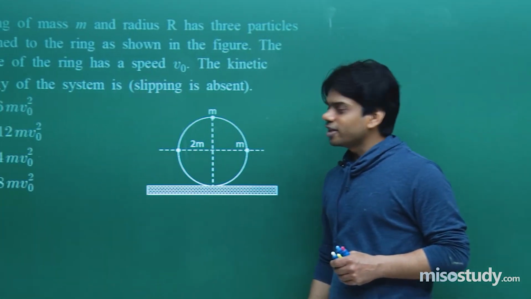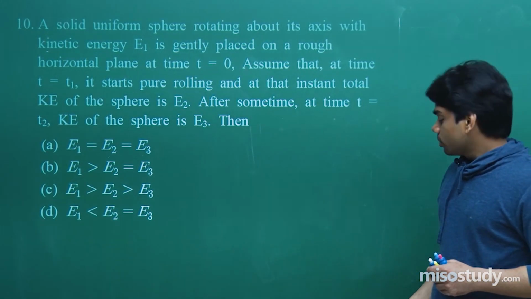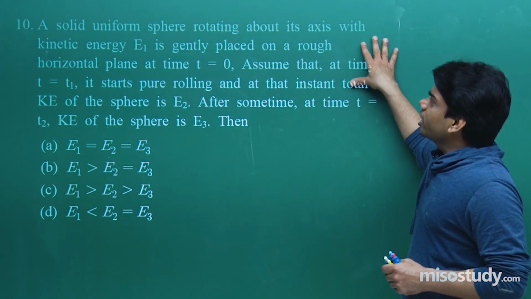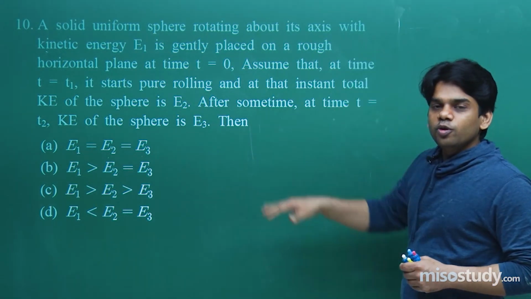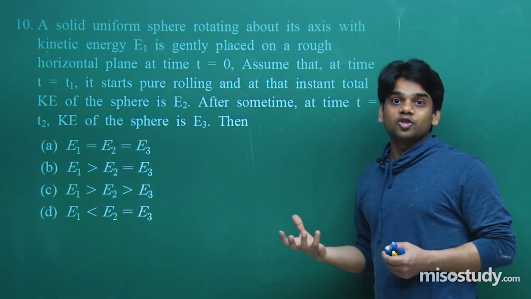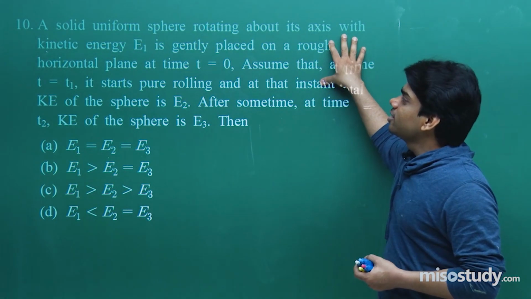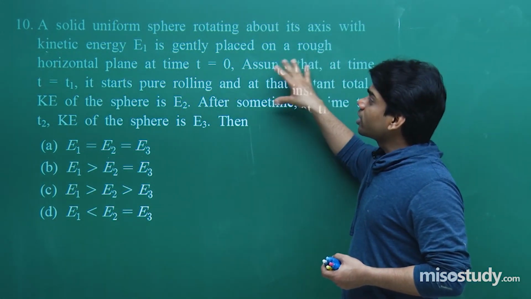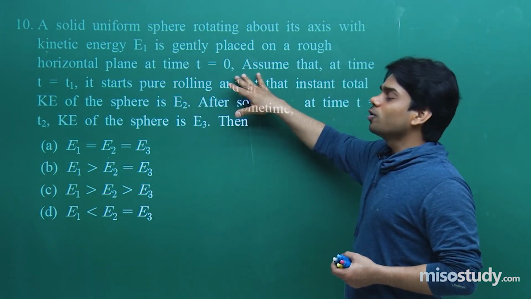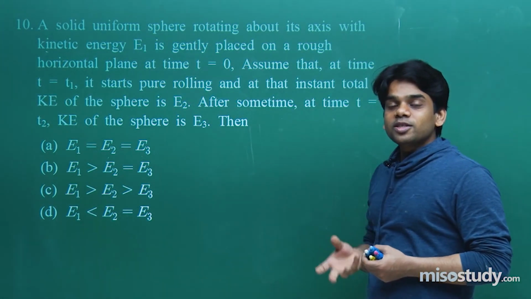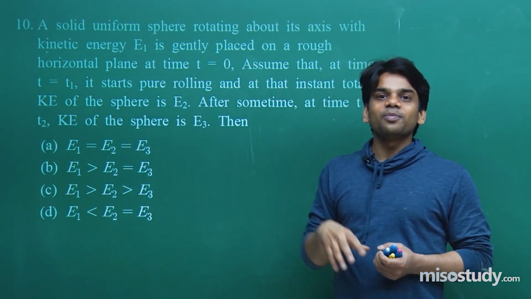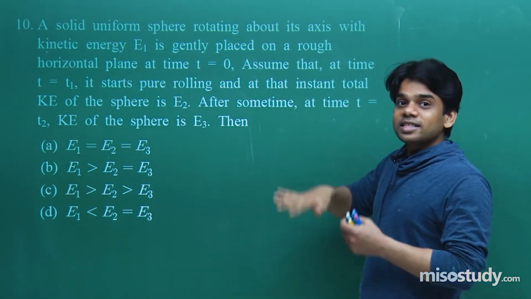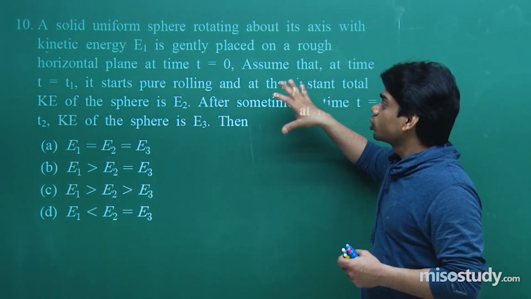Let's go to the 10th question. Question number 10. A solid uniform sphere rotating about its axis. We have a solid uniform sphere, that is, a solid sphere rotating about its axis with kinetic energy E1, which is gently placed on a rough horizontal plane at time t equals 0. That means you have taken a sphere and gently placed it on a rough surface at time t equals 0. That is the start of the system's motion.